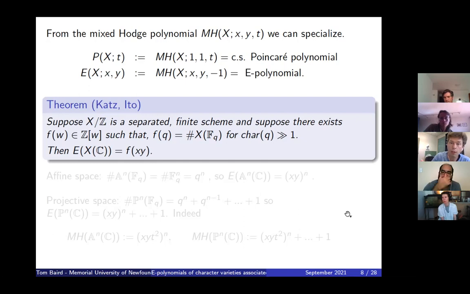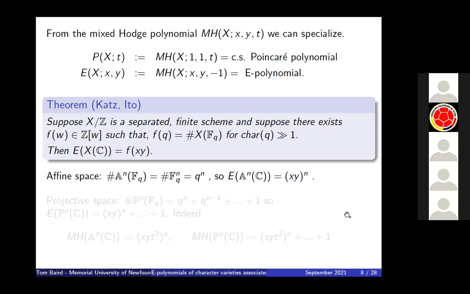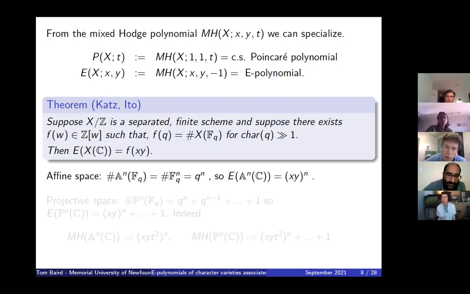Let me give you a couple quick examples to see this theorem in action. For affine space, if you consider n-dimensional affine space over a finite field F_q, then as a set, this is just a Cartesian product of F_q with itself n times. So the number of points is q to the n. Sure enough, that's a polynomial in q. And so this theorem is telling you that the E polynomial of affine space over the complex numbers is just (x times y) to the power n.